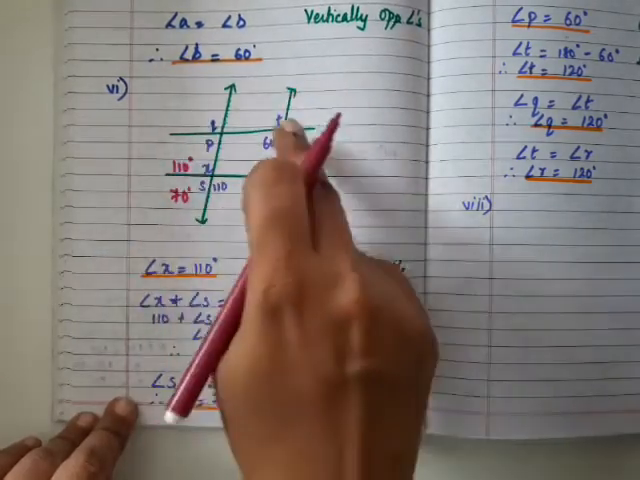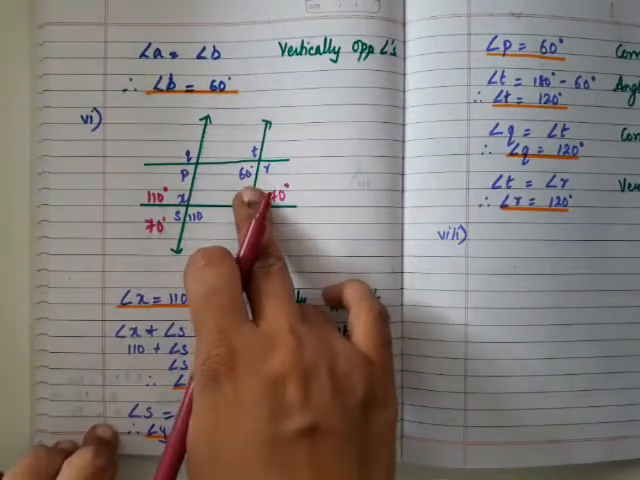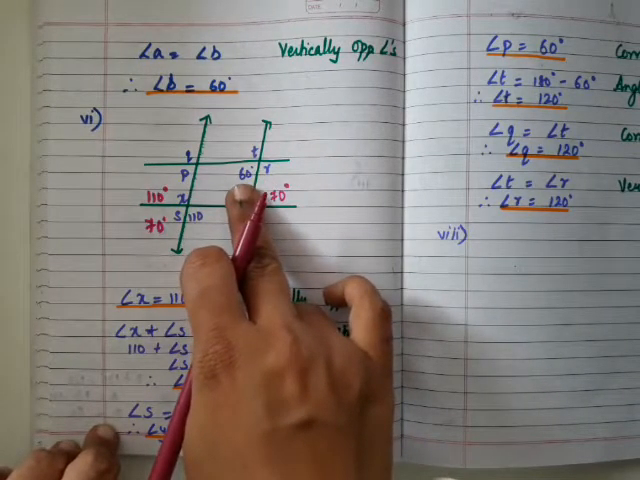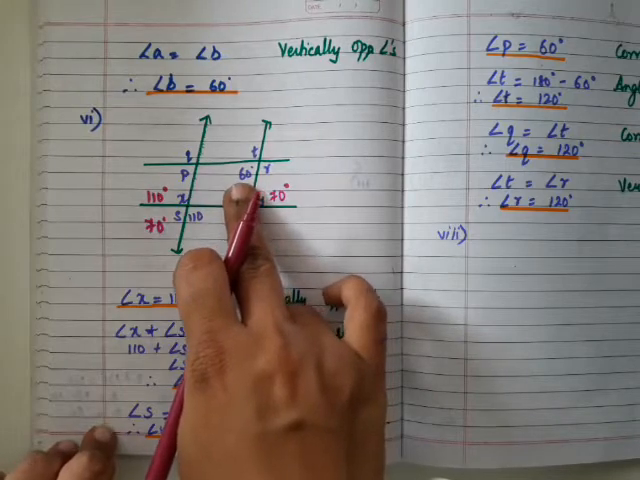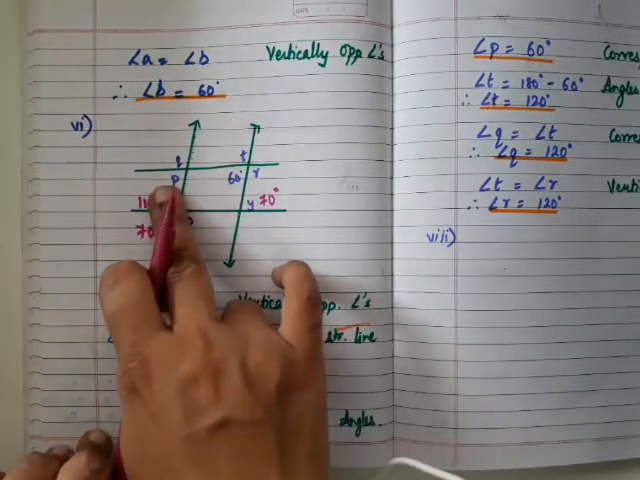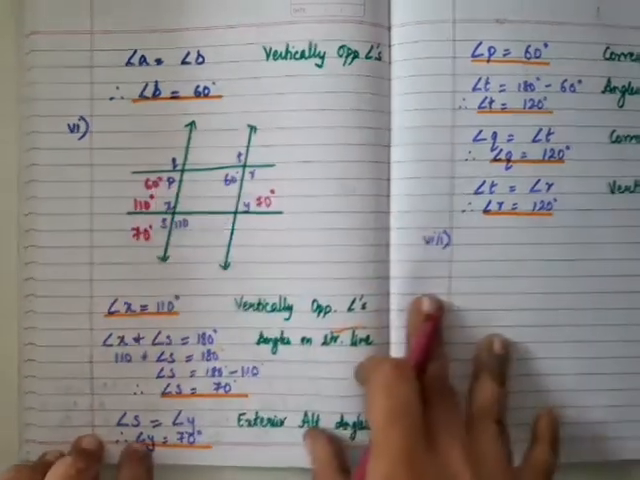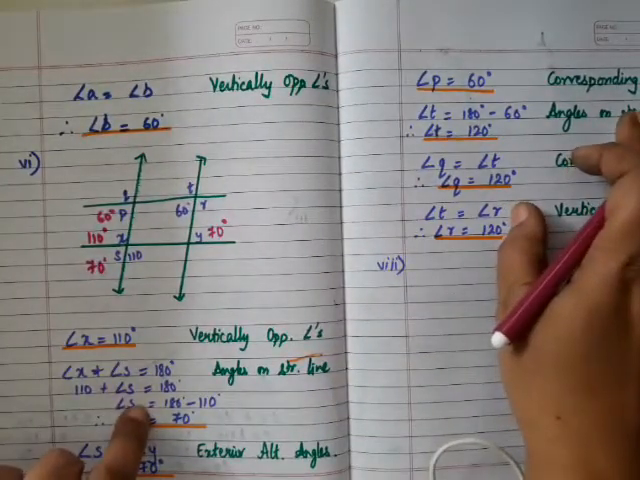Now let's move to the one which is given to you. Now in this part of the question it is given that this angle is 60. So I can easily find out angle P, which will be 60. Why? Because they are corresponding angles. So the measurement of angle P is 60 because it is a corresponding angle.